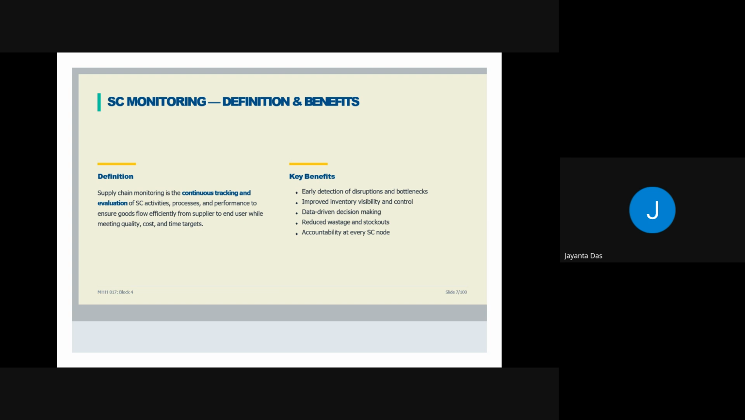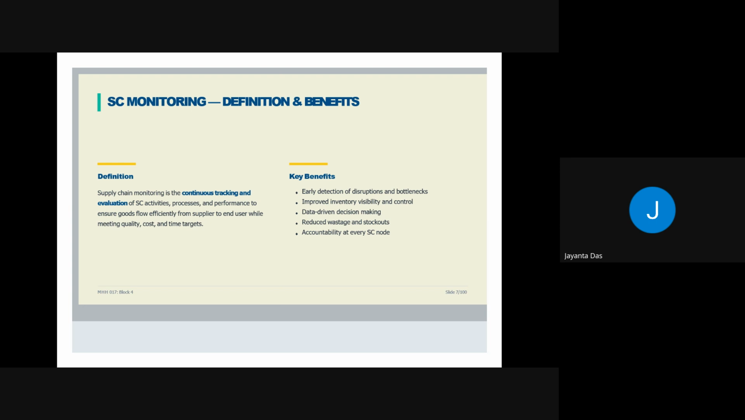Now we need to understand the monitoring process, and let us try to understand the definition and benefits. The definition says supply chain monitoring is the continuous tracking and evaluation of supply chain activities, process, and performance to ensure goods flow efficiently from supplier to the end user while meeting quality, cost, and time targets. So, without compromising these factors, we need to see to it that the activities, process, and performance are there and they are being maintained for the flow of our goods.